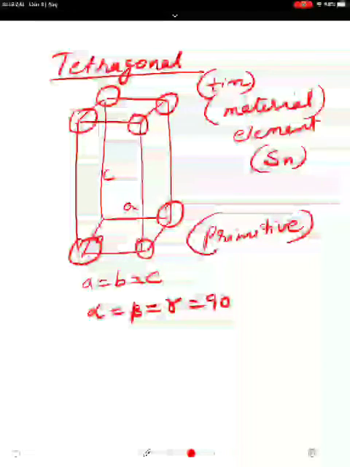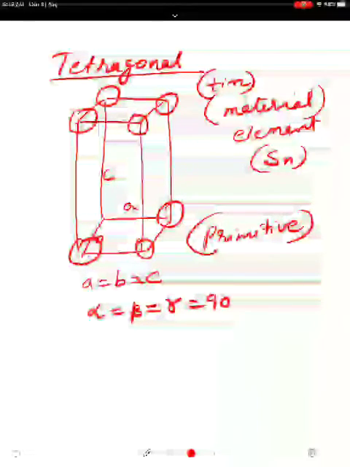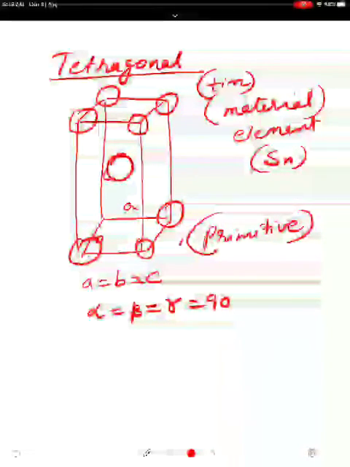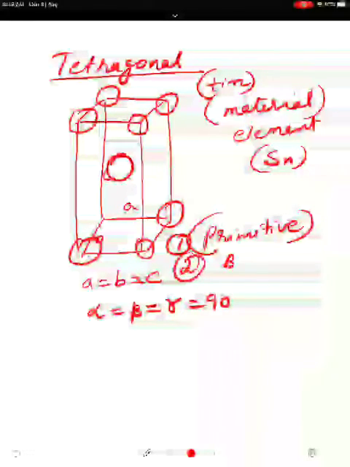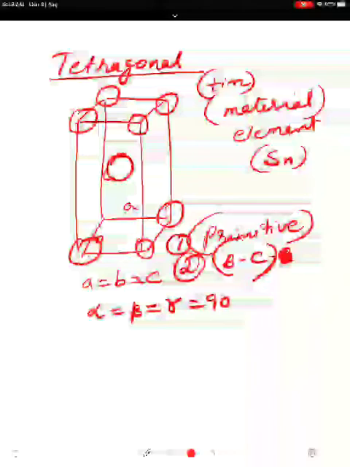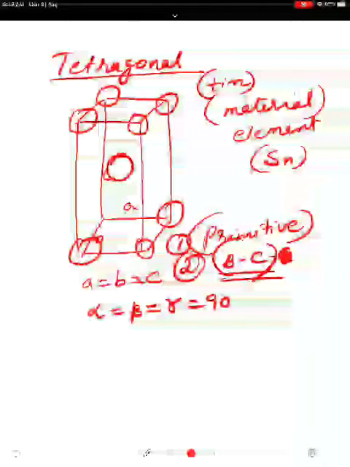Example is tin. In this case, one more variation is there, that is body centered. So one is primitive and the second is BCC, body centered tetragonal. We can call it only BCC. It is not a cube. So body centered tetragonal. Two variations are there in this shape. One is primitive and the other is body centered.